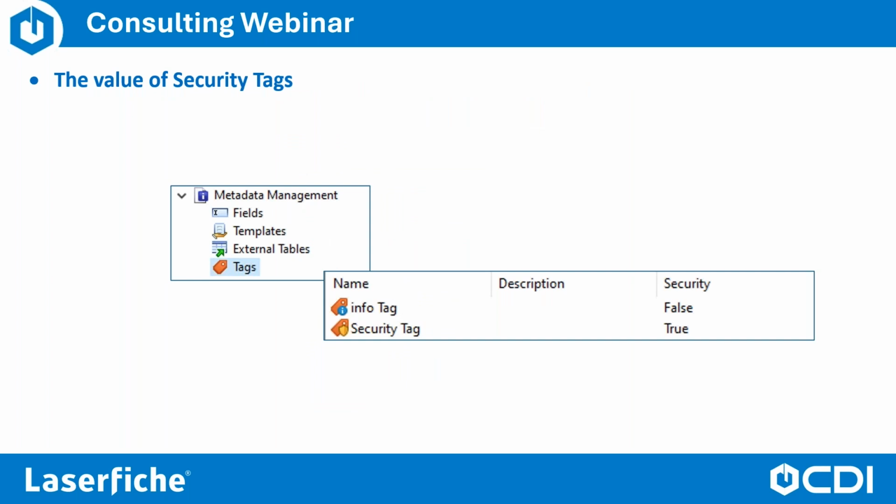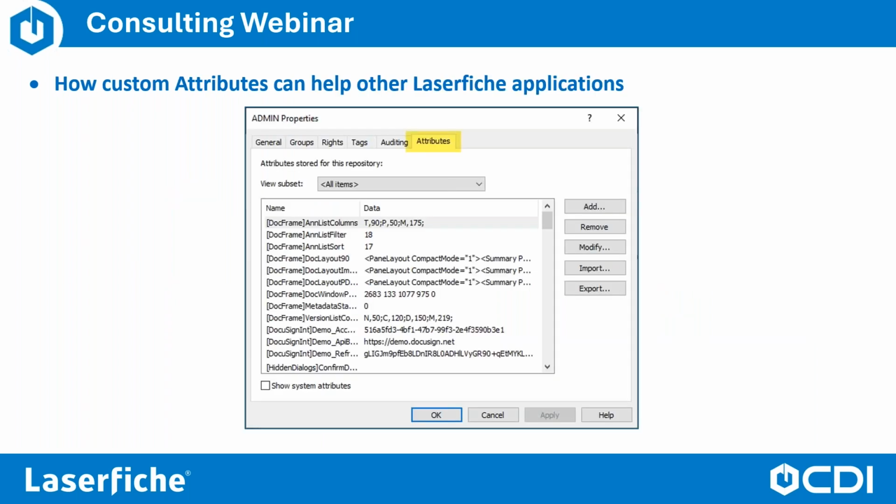Now, we mentioned the use of security tags. In the metadata setup of Laserfiche, you can create security tags as opposed to informational tags. A tag in general is something you could search for if it's an informational tag. A security tag will help us hide documents from those who don't have the security tag assigned to their user account. So we'll take a look at how that gets implemented in the admin console.